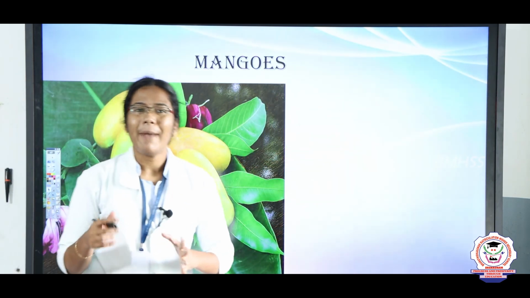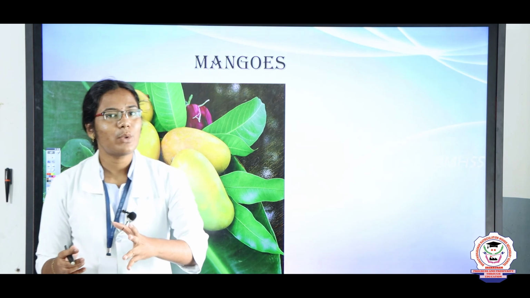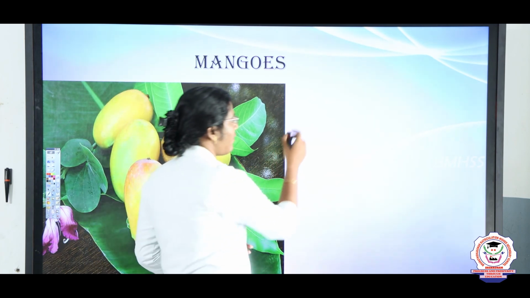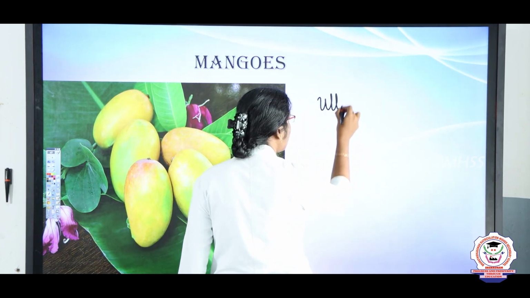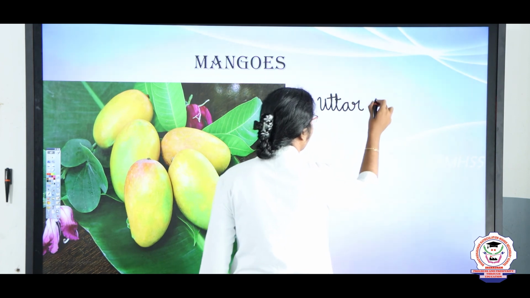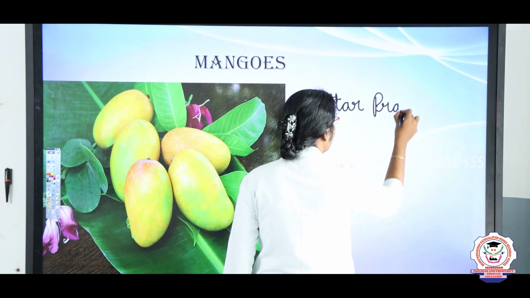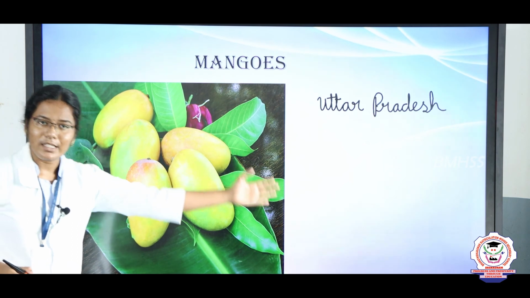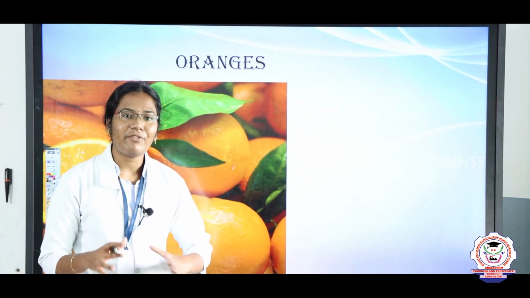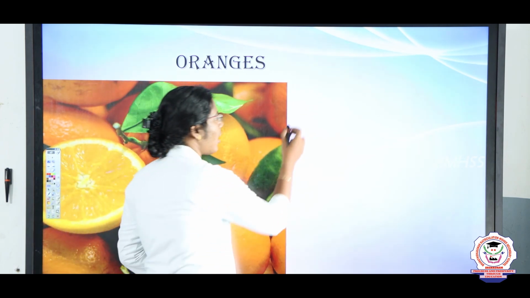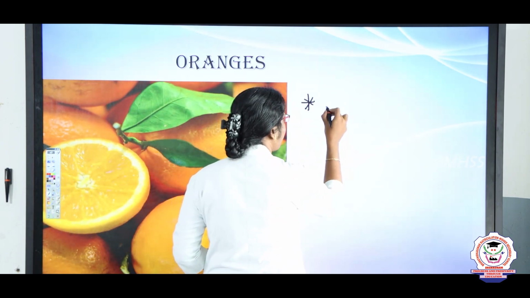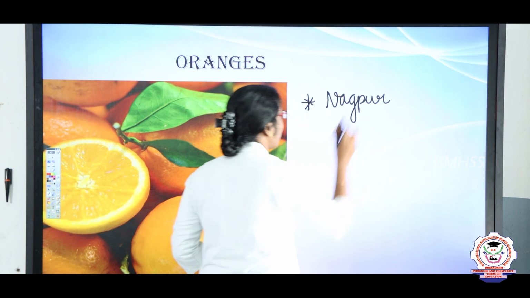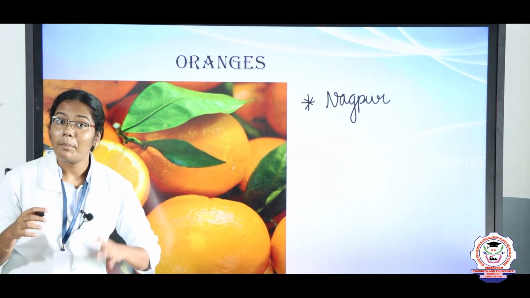Next, see mangoes. Mango is a seasonal fruit. Mango is very famous in Uttar Pradesh. U-T-T-A-R, P-R-A-D-E-S-H, Uttar Pradesh. Yes, mango is very famous in the state of Uttar Pradesh. Orange is very famous in Nagpur district in the state of Maharashtra. Orange also helps to reduce our blood pressure, children.